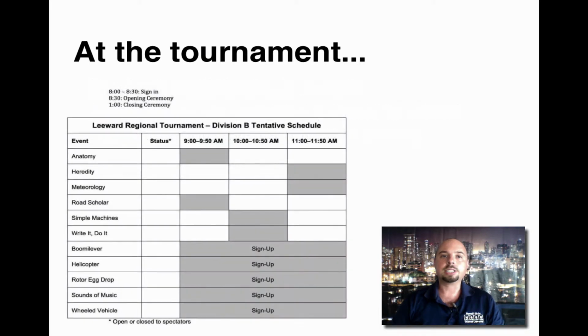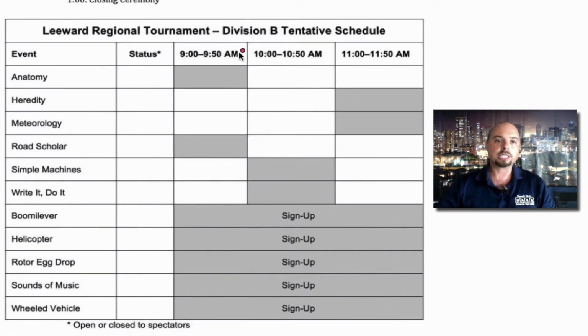So let's take a look at a sample schedule. Here's one in which we have a series of events scattered over 3 time blocks. And this was a tentative schedule that we used one year for the Leeward Regional Tournament. Now, you have events like Anatomy and Physiology and Rhodes Scholar, as you can see, at the same time. So again, any student that would be participating in Anatomy or Rhodes Scholar would need to be in those events at that time.